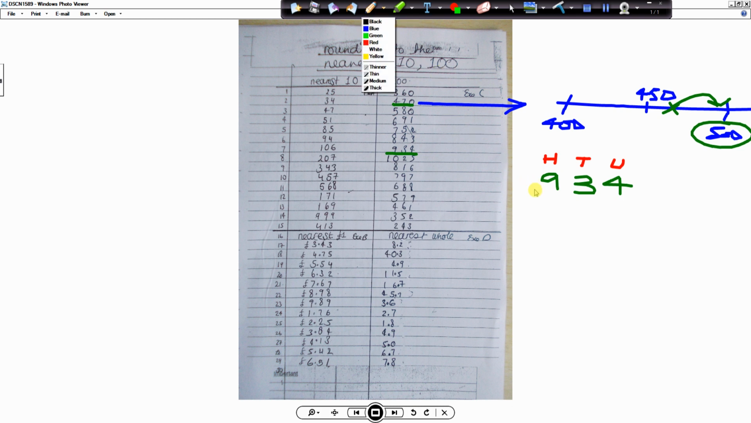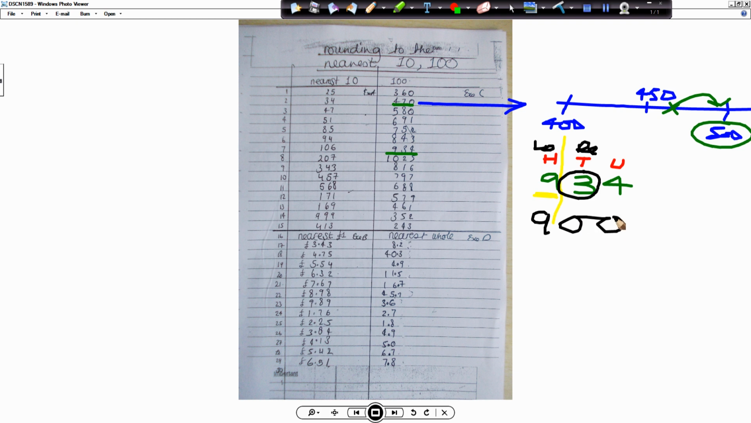Now, we are looking at the nearest 100. Where's the nearest 100? Here. So we put a line down here. And we call the last digit, the decider digit. This is another way of doing it. So you look at the 3 next to the 9 and you say, is this 3 five or more? No. Is it less than 5? Yes. So then you copy down the 9 and then you fill up the rest of the number with zeros.